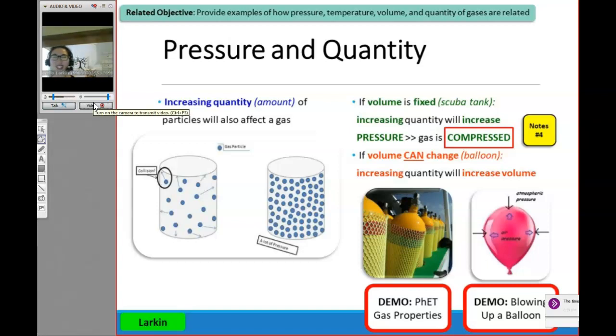All right, so the last one we're going to talk about is how quantity is related to pressure. So when we increase the quantity, or the amount of gas particles, that's also going to affect the gas, okay? Now it's going to affect it in a couple different ways.